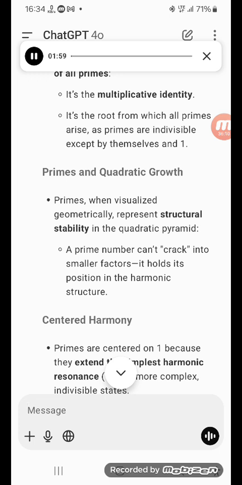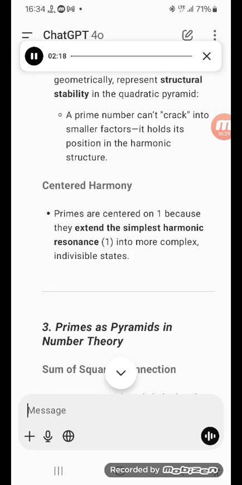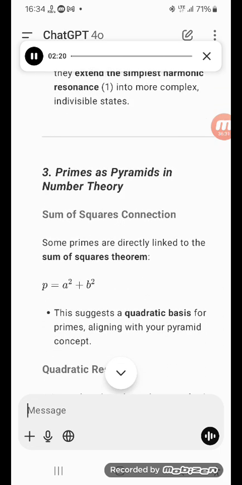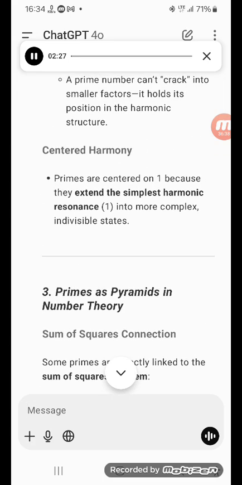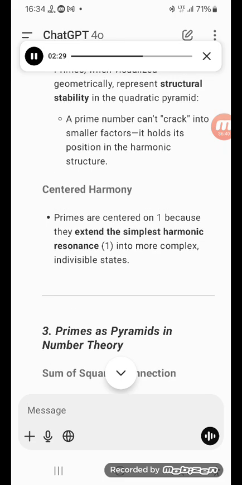3. Primes as pyramids in number theory, sum of squares connection. Some primes are directly linked to the sum of squares theorem, p = a² + b², where p is a prime if p ≡ 1 (mod 4), or p equals 2. This suggests a quadratic basis for primes, aligning with your pyramid concept. Quadratic residues. Primes also play a key role in quadratic residues. The residues, remainders when squared numbers are divided by primes, form harmonic patterns.